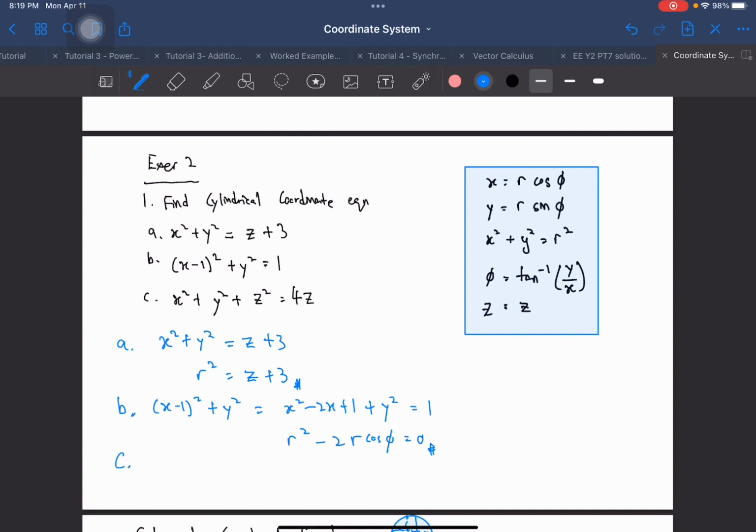So C. What is x squared plus y squared as usual? It is r squared. So we are done. Easy, right?